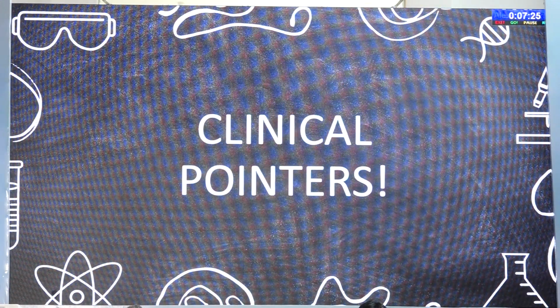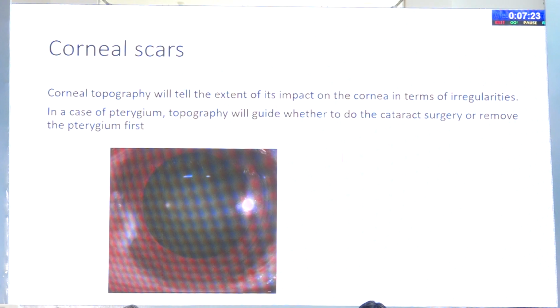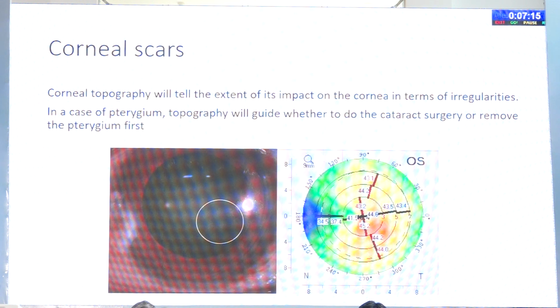So we'll start with the clinical pointers. Everyone knows if there's a scar, definitely it is going to affect. But what is the impact of this particular scar on your calculation will be told only by your topography. Similarly, for a pterygium, whether to remove the pterygium before, alongside or separately, the effect of pterygium on the cornea should be studied with a topography map.